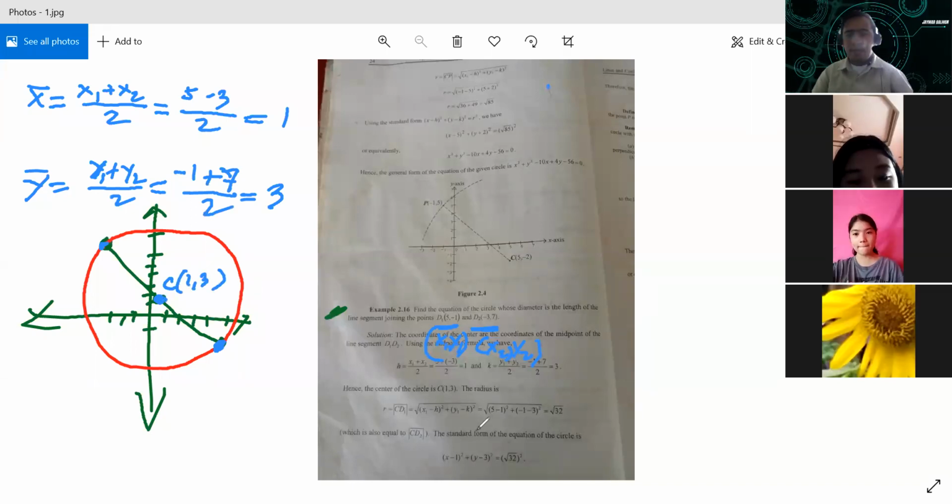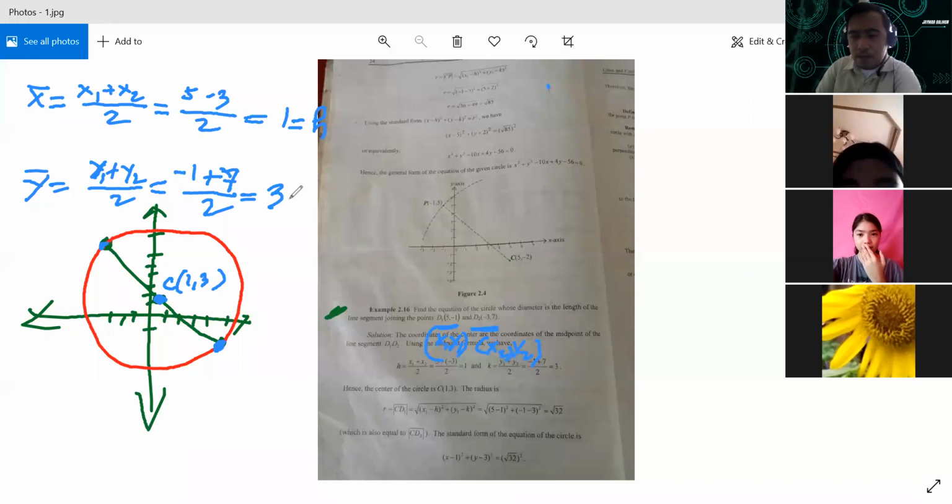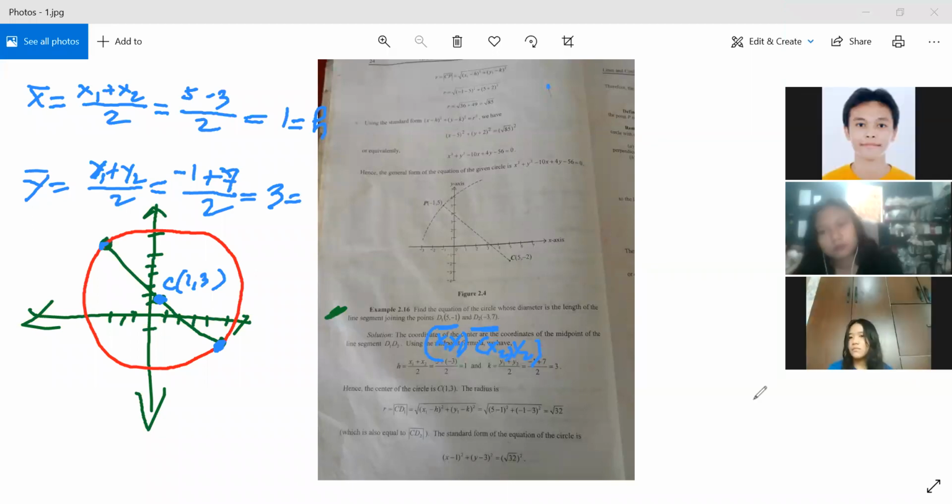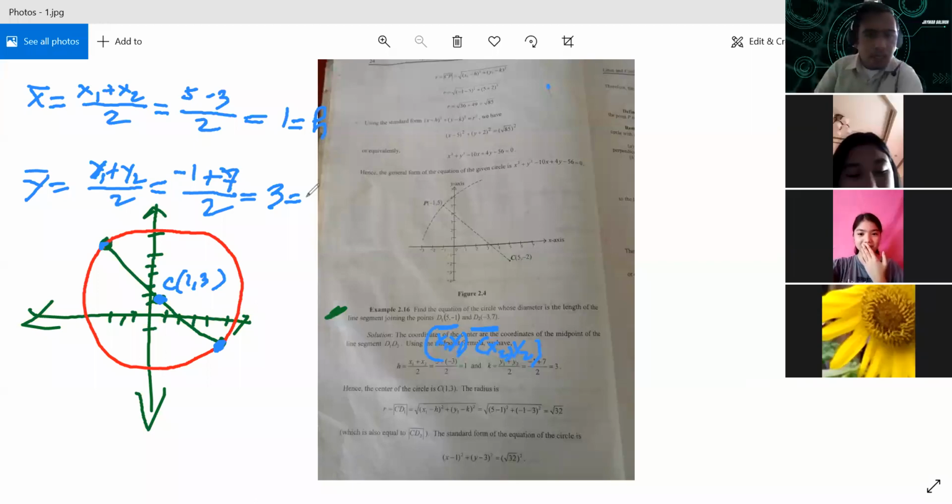So you already have the center. It means this one, 1, will be considered as your h, and this 3 will be your k. So you already have your h and k.